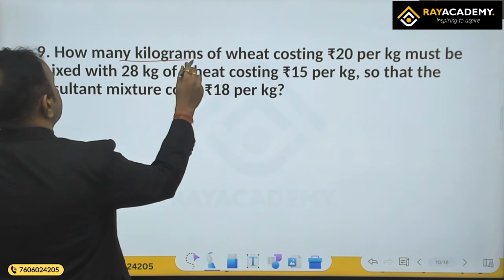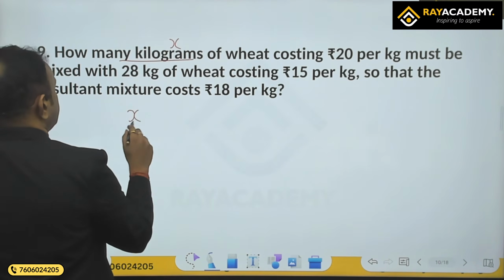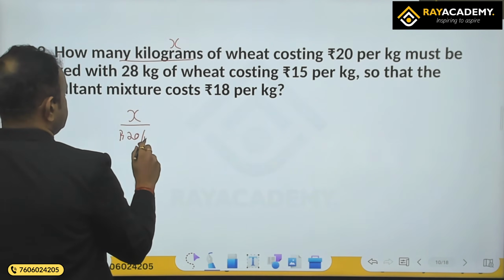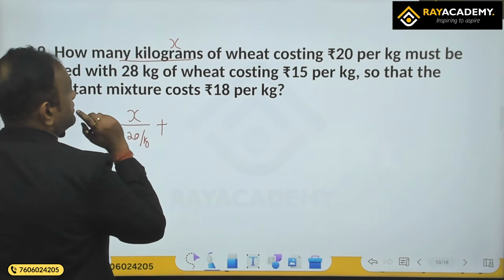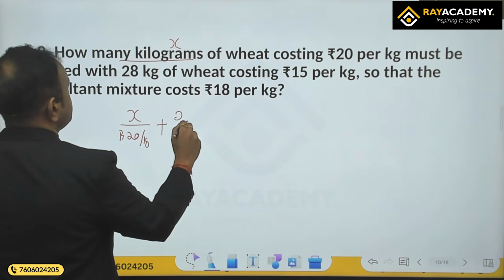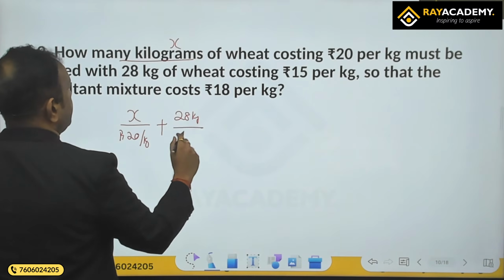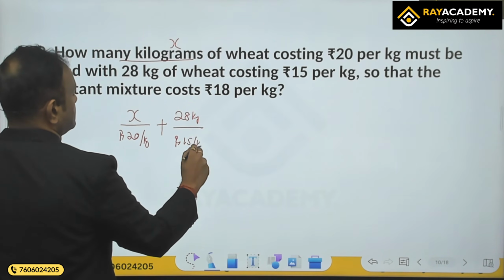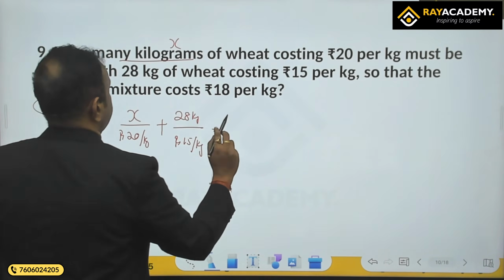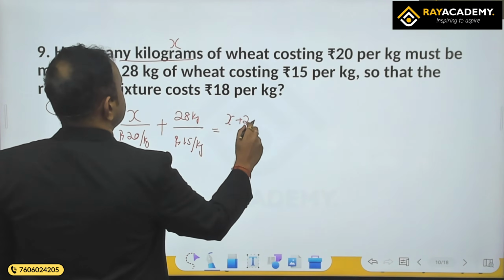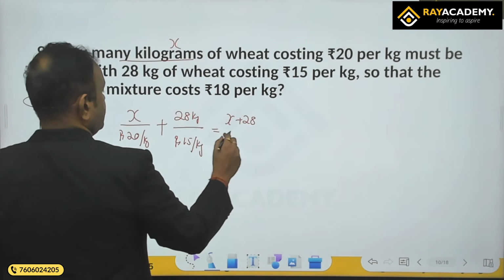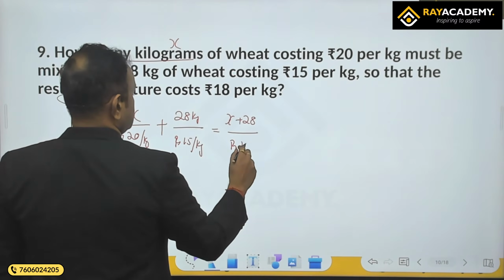Suppose I take x kilograms at 20 rupees per kg, mixed with 28 kg at a price of 15 rupees per kg. So the total is x plus 28 kg, and the resultant mixture is 18 rupees per kg. This is the question.